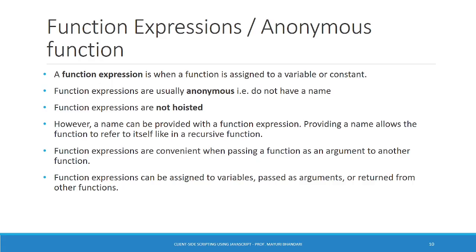Let us understand function expression. Function expression is when function is assigned to a variable or constant. When we assign function definition to a variable, it is called as function expression. They are usually anonymous, that is, they do not have name. They are not hoisted, so you cannot call them before their definition. They are usually anonymous, but name can be provided if required. Function expressions are very convenient when passing a function as an argument to another function. Function expression can be assigned to variables. They can be passed as arguments or returned from other functions.